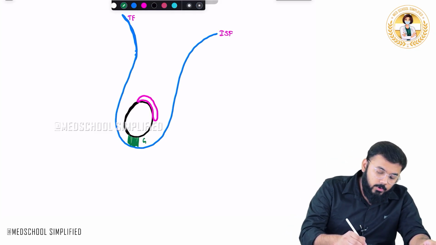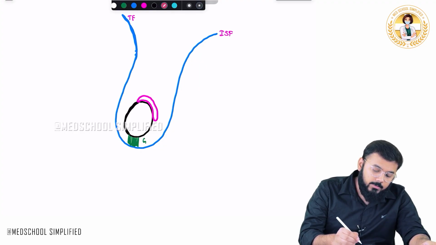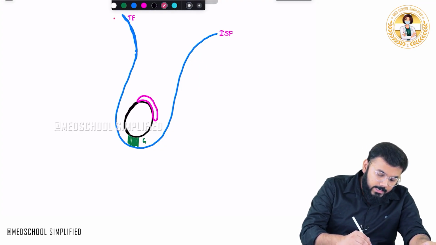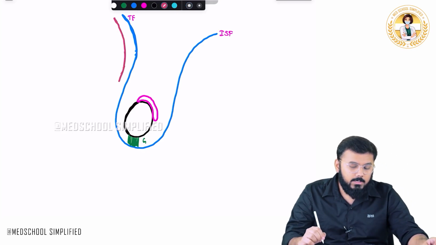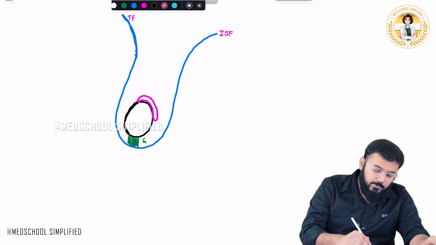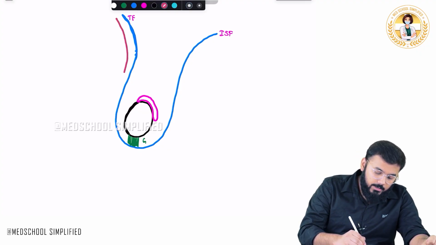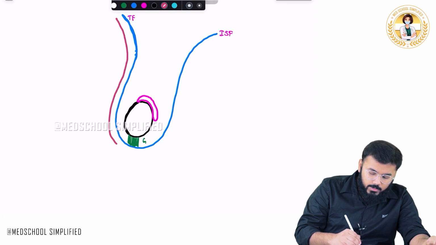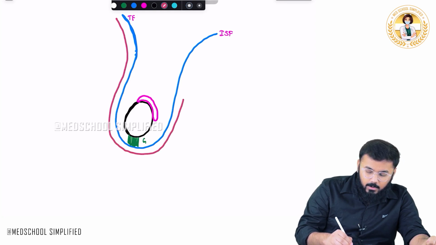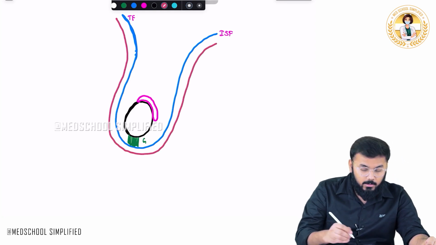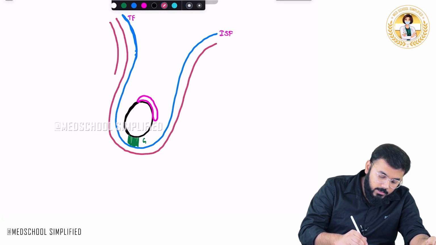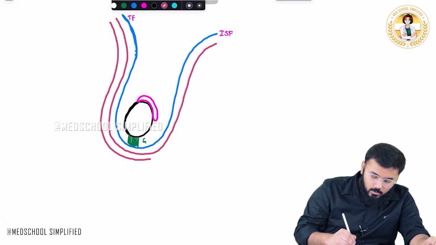Next important thing is that you have got another muscle over here. This is the second important muscle. This muscle over here is called your internal oblique muscle.